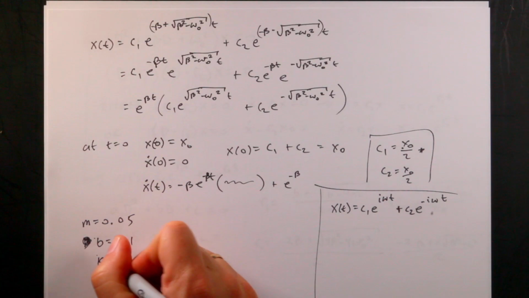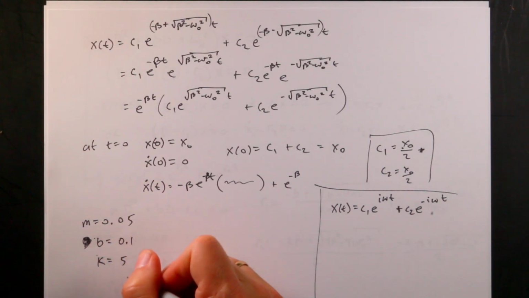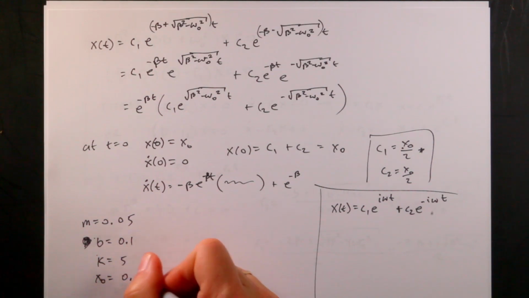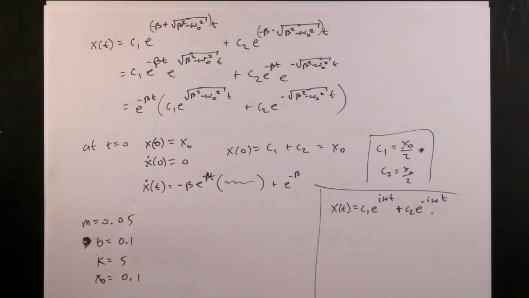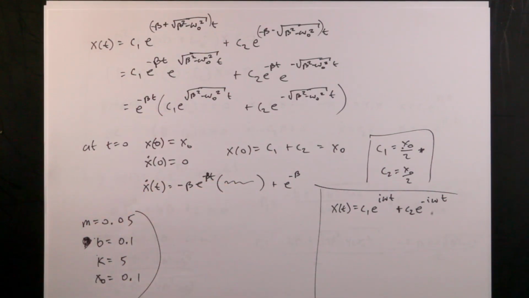0.1, k equals 5, x0 equals 0.1. Okay, so let's take that, and I want to make a model two ways.